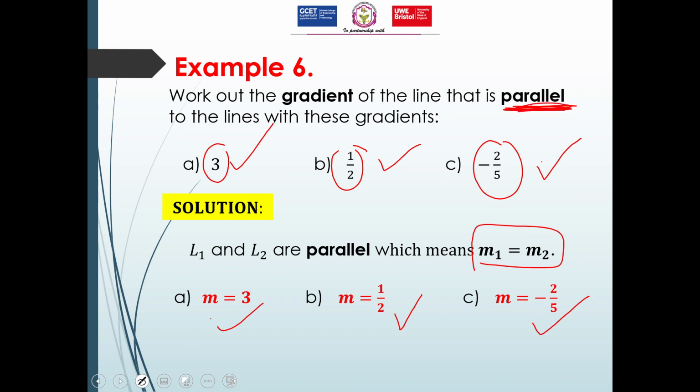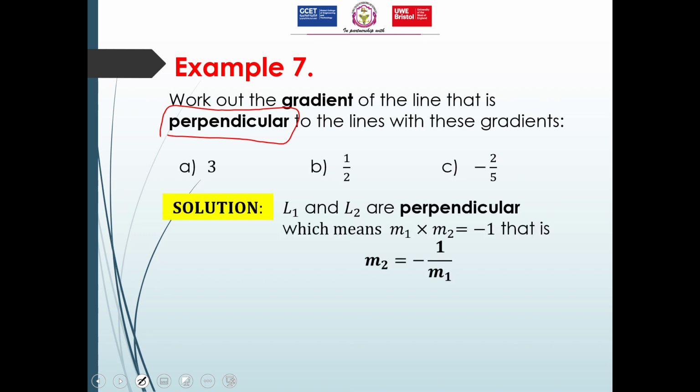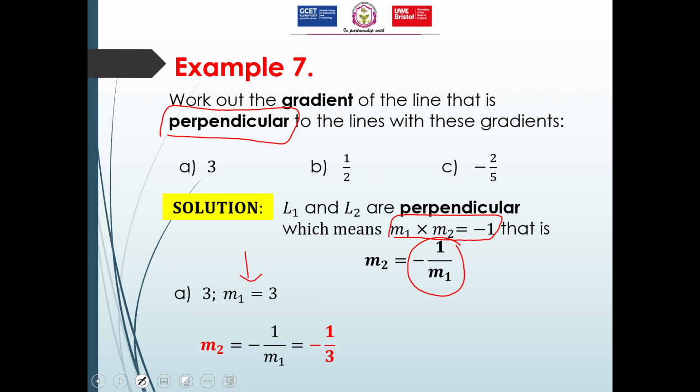However, if the word is perpendicular, same given, so how can we find the other line? So we need to remember gradients should be the same for parallel, or to find the second gradient for perpendicular, that means minus 1 by the given gradient of the first line. So for letter A, the gradient for the first line is 3, therefore the other line is minus 1 by the gradient of the first line. So the second line will be minus 1/3.